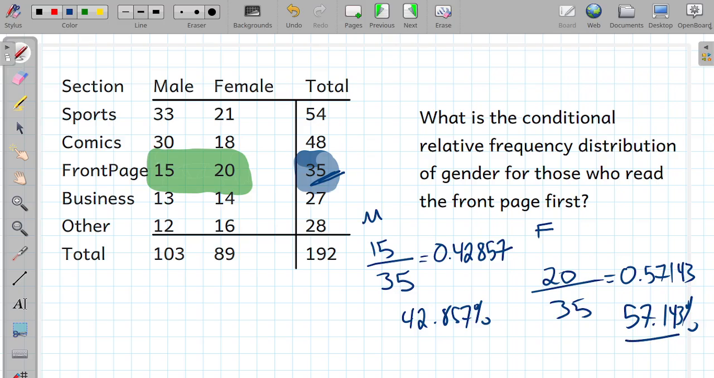57.143%. So that plus that has to equal 100%. There we go.